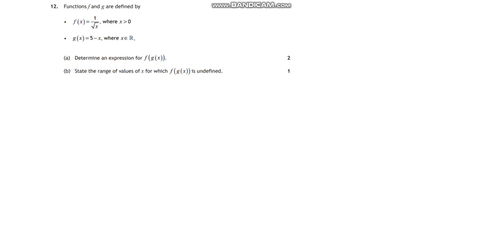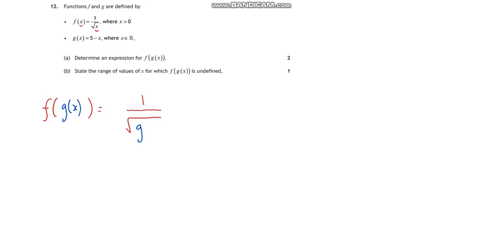Okay, determine an expression for f of g of x. So all that means is I'm putting g into f. So if I write f of g of x, it means I take my original f function, which was 1 over the square root of x, but instead of doing the square root of x, see here we've got x and x, I'm going to put in g of x there.